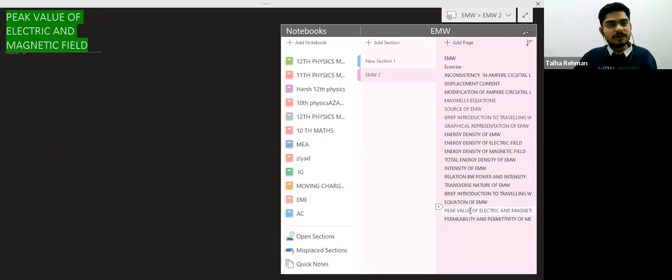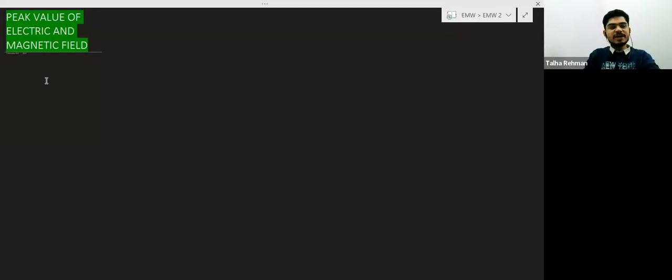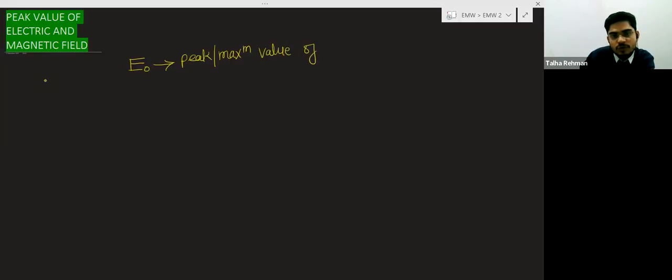After that, we will discuss the peak value of the electric and the magnetic field. What is the relation between the peak value of electric field and the magnetic field? So what is the peak value of the electric field? E naught. E naught is the peak value of electric field, or peak means maximum value of the electric field.